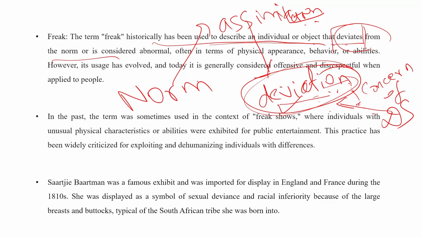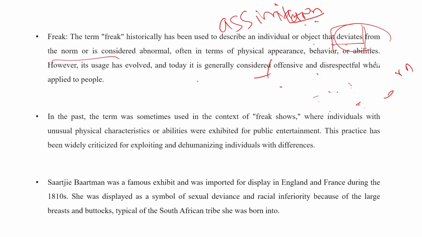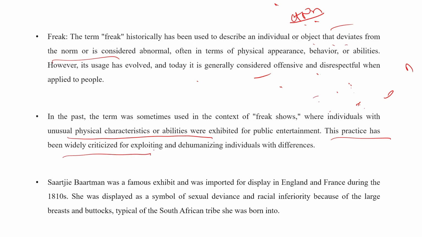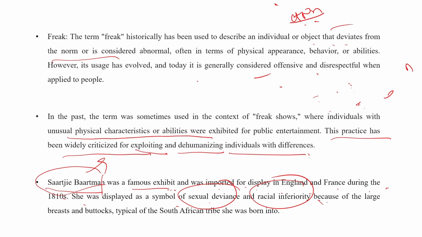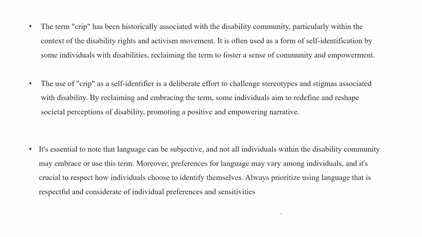In the past the term has sometimes been used in the context of freak shows, where individuals with unusual physical characteristics or abilities were exhibited for public entertainment, and this practice has been widely criticized for exploiting and dehumanizing individuals with differences. Saartjie Baartman, I wish you could Google and see the picture of this woman, was a famous exhibit and was imported for display in England and France during the 1810s. She was displayed as a symbol of sexual deviance and racial inferiority because of the large breasts and buttocks typical of the South African tribe she was born into, right.